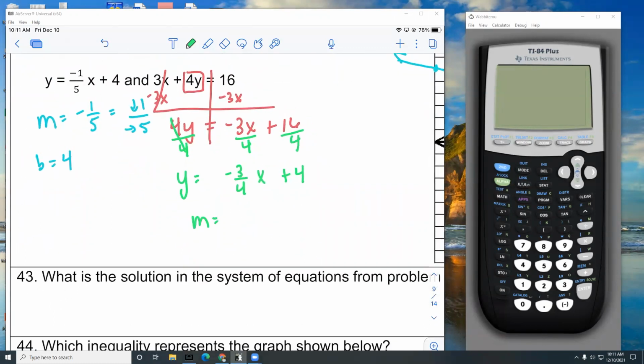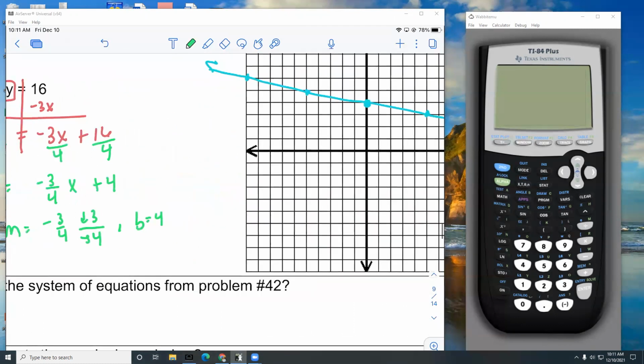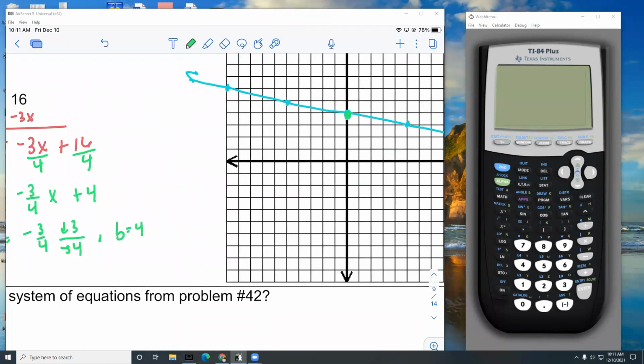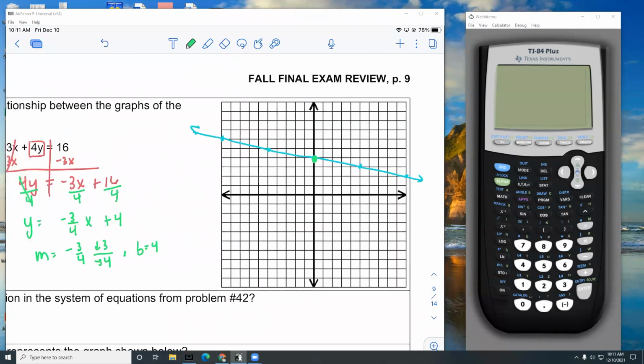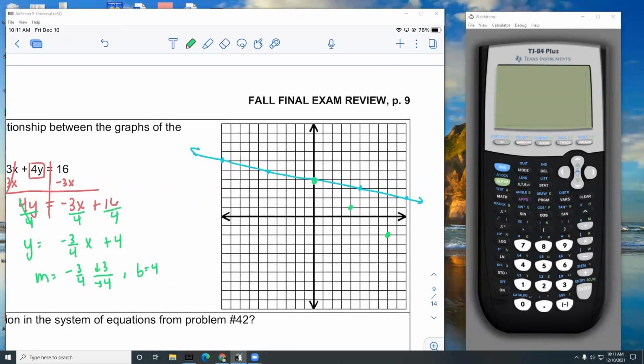So my slope is negative 3 over 4, so I'm going to go down 3, right 4 each time. And my y-intercept is at 4. So again, I'm going to start up at 4. And this time I go down 3, right 4. 1, 2, 3, right 1, 2, 3, 4. Down 3, right 4. Guys, you can also go up 3, 1, 2, 3, left 4. Is that 4? 1, 2, 3, 4. Yep. And then you can draw in your line through those points.